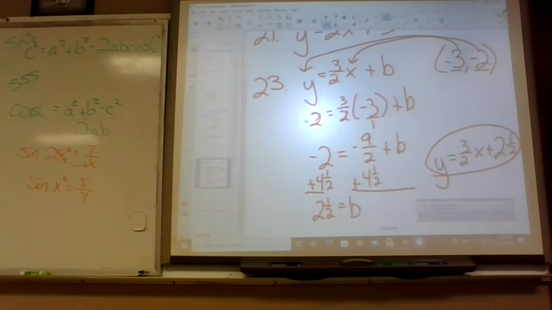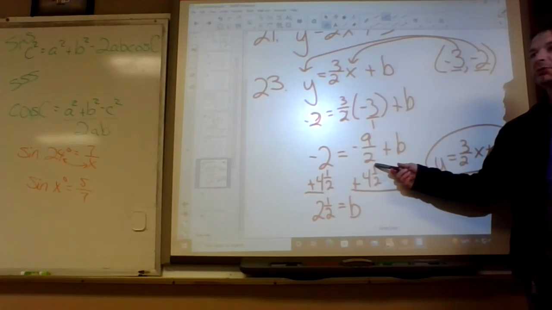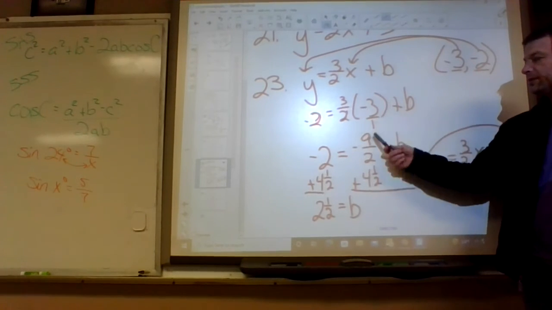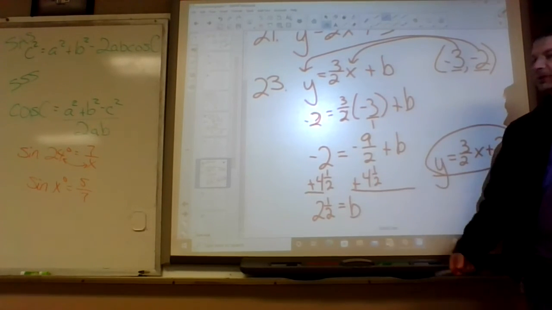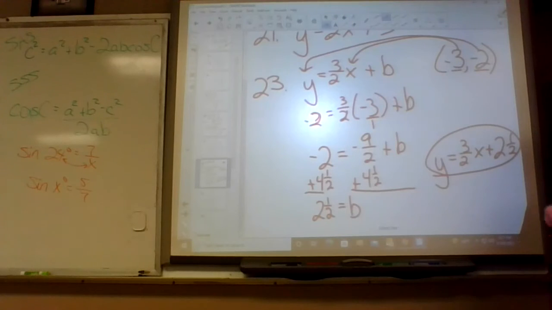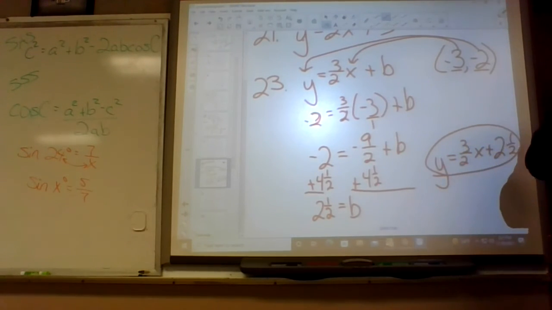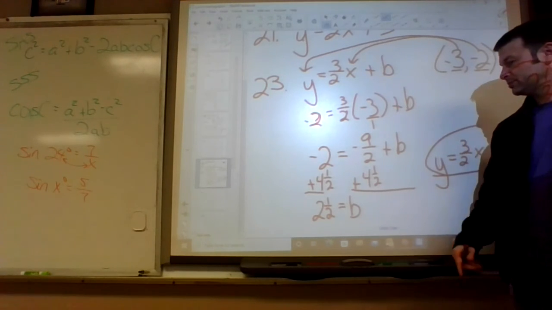Mr. Jordan, the 4.5, is that basically saying that's where it's gonna cross? How do I turn this into this? They're the same thing. If you want to do this on your calculator, you could just do -2 plus 9/2. That would have done it also.